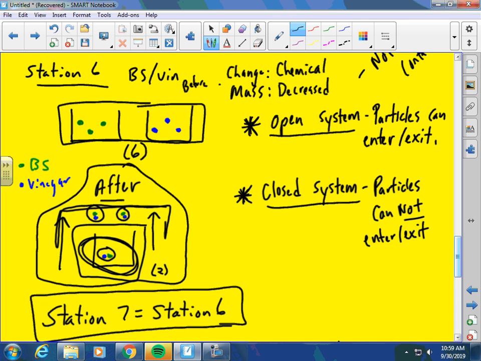But Alka-Seltzer, we put that into water. We saw bubbles, which indicates a chemical change. The bubbles are leaving the system, so we're losing mass. The mass should go down there.